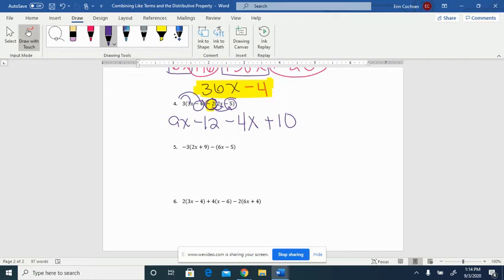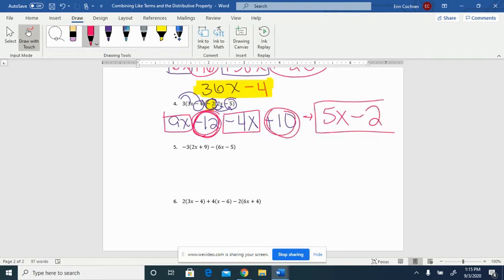Okay. Now let's combine like terms. I see a 9x and I see a negative 4x. So 9x minus 4x is 5x. Then we have this negative 12 because it's minus 12 and a positive 10. So negative 12 plus 10 is a negative 2. So I'm just going to put a minus 2. These are not like terms, so that would be your final answer.